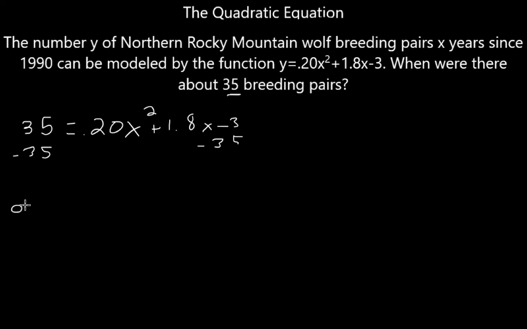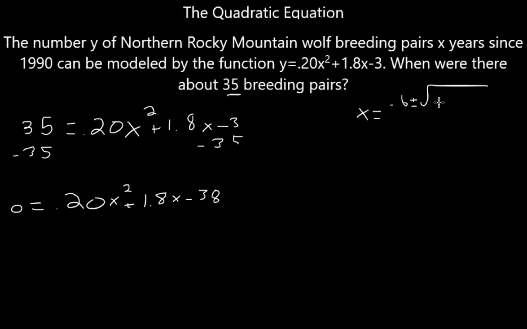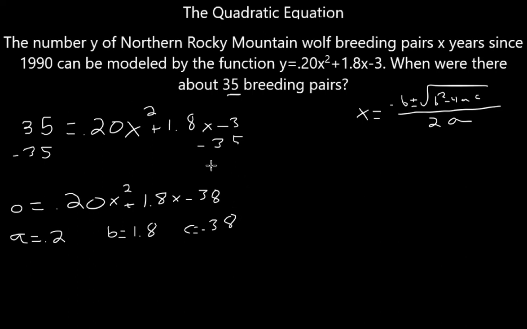So first I need to subtract 35 from both sides. This gives me 0 is equal to 0.20x squared plus 1.8x minus 38. Now let's quickly remember the quadratic equation. It is x equals negative b plus or minus the square root of b squared minus 4 times a times c, all divided by 2 times a. So here we have a is equal to 0.2. 0.20 is the same thing as 0.2, so I'm just going to leave it like that. b equals 1.8, and c is equal to negative 38. Now let's plug that in.